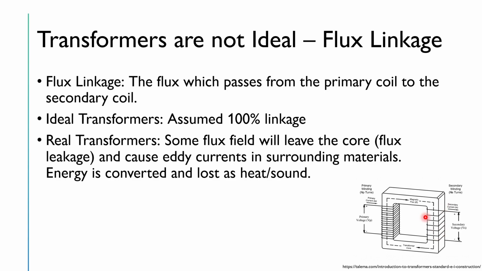The first thing that I want to talk about today is flux linkage. That essentially is the flux which is able to pass from the primary coil to the secondary coil, the connection between the primary and secondary coil through flux rather than an electrical current. So this is the flux that is moving around our ferromagnetic core. In an ideal transformer, we assume that there is 100% linkage. In other words, all of the magnetic field which is being generated by the primary coil is able to transfer completely over to the side where the secondary coil is.